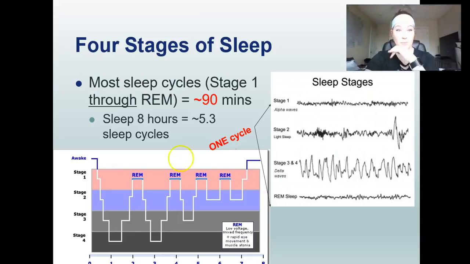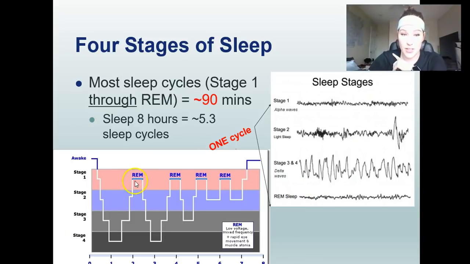So this person's sleep cycles are about 2 hours long. How do we know that? Well, stage 1 all the way down to 4 and then back up again to REM, that's 1 cycle. So technically, yes, you are going from stage 3 and 4 all the way back up right here to REM.